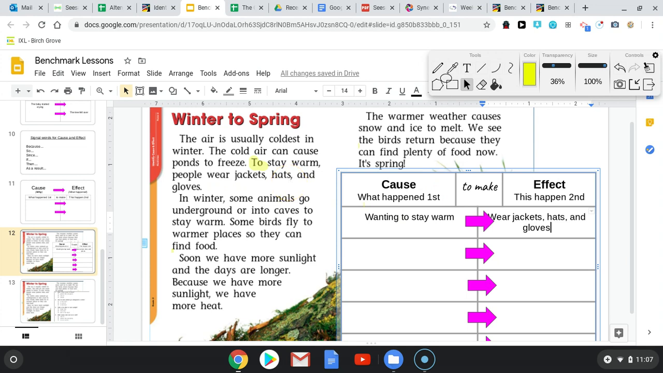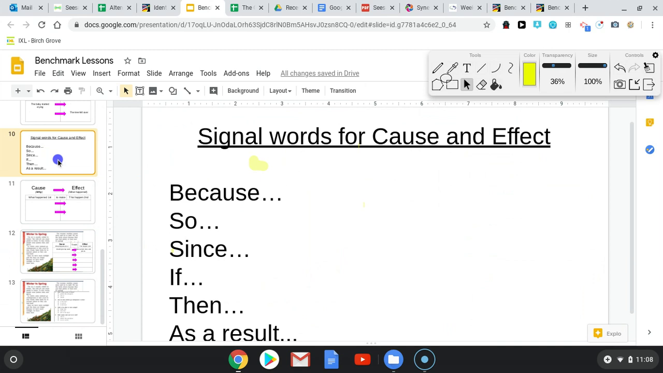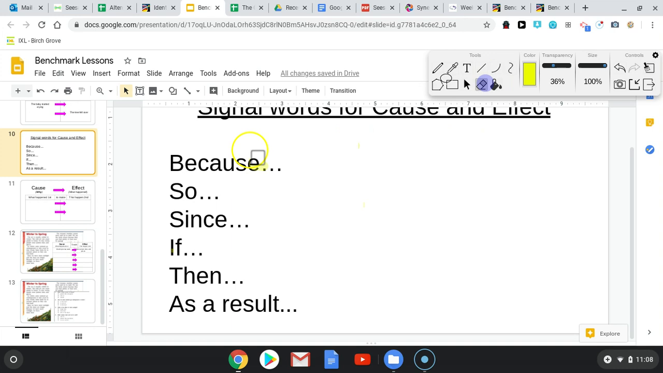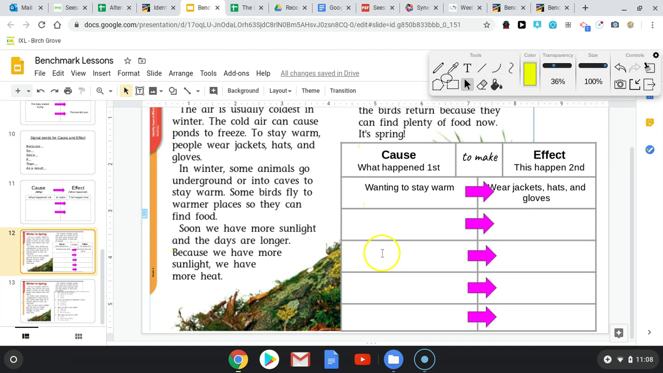I would encourage you when you're doing your assignment to highlight your signal words with your highlighting tool, just like we talked about Monday, and a little bit yesterday. And here, I'm going to erase that. So your signal words are because, so, since, if, then, and as a result. So you will be finding 1, 2, 3, 4 more on your own. There are more than 5 in this story. So once you find 4, you can be done with this page.